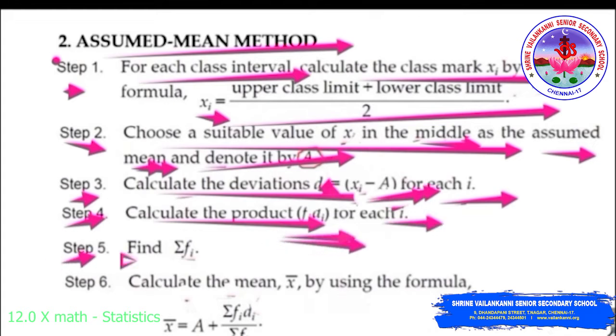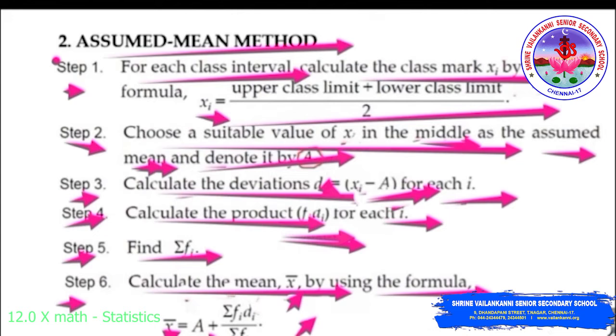Step 5, find summation of fi. Step 6, calculate the mean x bar by using the formula: x bar is equal to the assumed mean A plus summation of fi di divided by summation of fi.